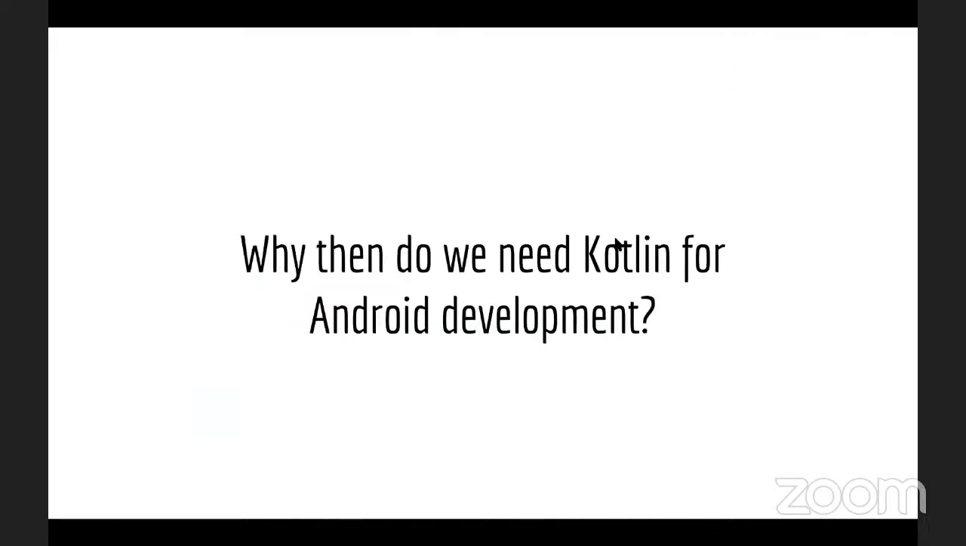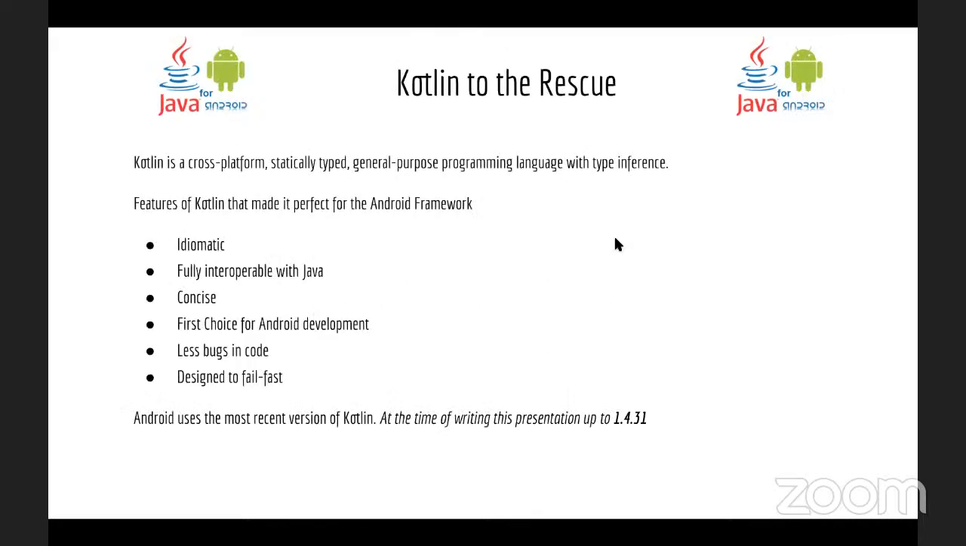So if Java was already doing the work and everything was fine, why did you need Kotlin for Android development? Kotlin, like I said earlier, is a cross-platform, statically typed, general-purpose programming language. It has type inference. The features of Kotlin that made it the perfect shift from Java: it is idiomatic, which means, as we'll see later on, Kotlin code is easy to read and follow along.